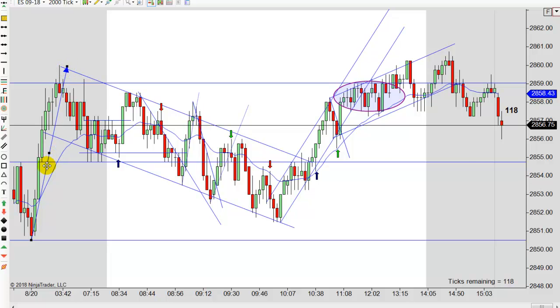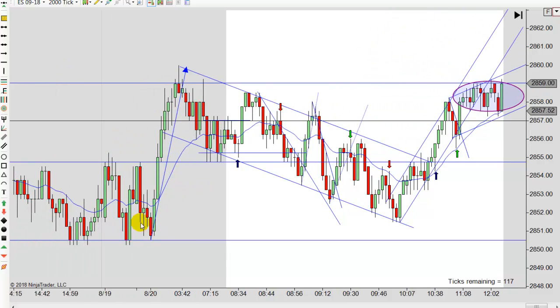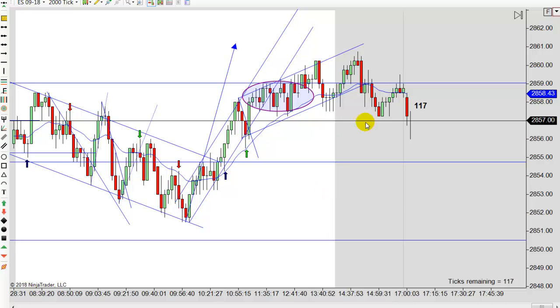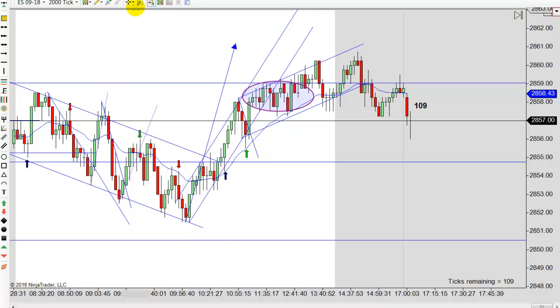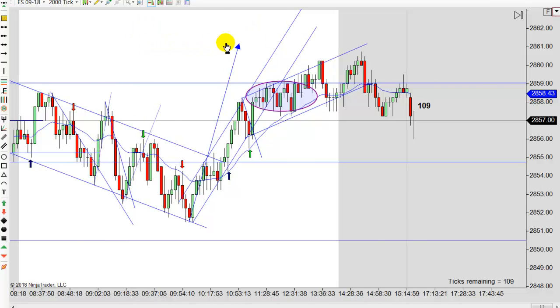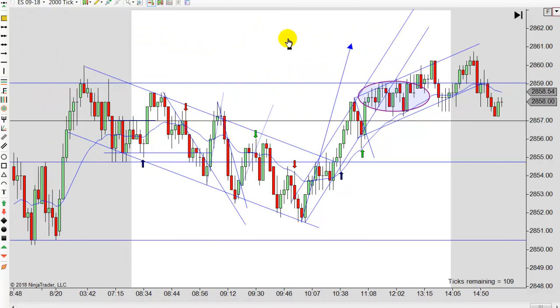There's that first leg up. And really you probably should measure it from the very low. Measure it from that low and then look for a measured move. And you can see we came within maybe a tick of that. If you put a line across there, it'd make it a little easier. But you can see we came within maybe a tick or two of that measured move there. So that would have given you a great target.